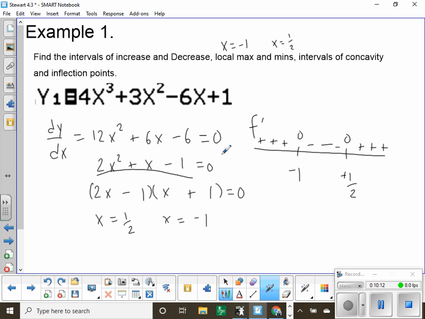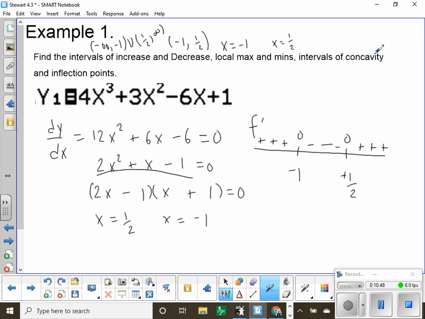Now the interval of decrease is on this center interval here. So it's decreasing from -1 to 1/2. And it's increasing on the two outside intervals, which would be -∞ to -1, and then we union from 1/2 to infinity. So that's the interval of increase, that's the interval of decrease, that's where the local max, the local min is. Now we're doing the intervals of concavity.